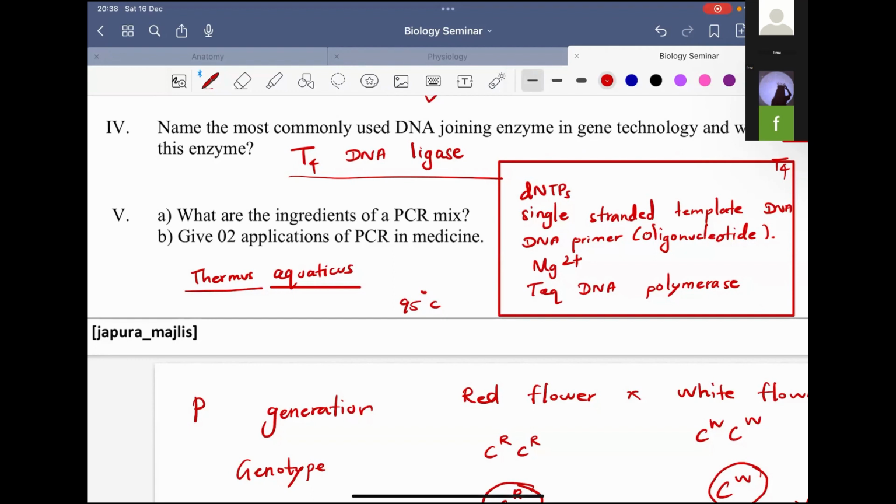You can analyze clinical specimens for the presence of infectious agents like HIV, hepatitis, malaria and so on. Then you can analyze mutations causing genetic diseases, for example cystic fibrosis, sickle cell anemia, phenylketonuria. It is also used in forensic laboratories, and PCR can make a large number of copies from a small number of template DNA. So it is useful because only a tiny amount of original DNA is required.